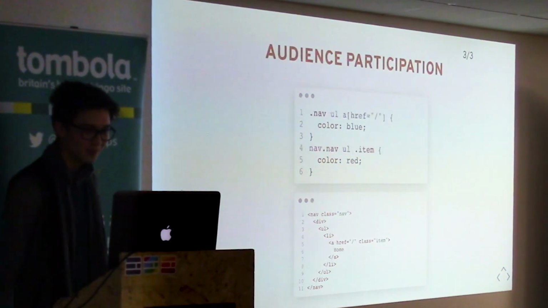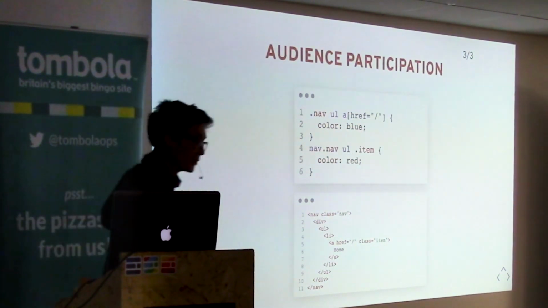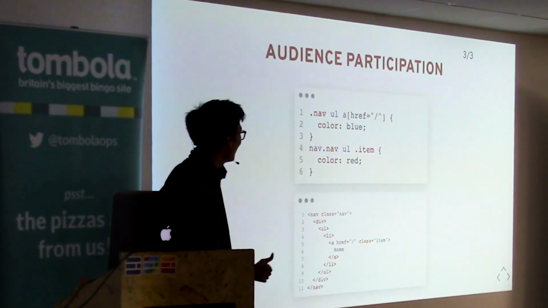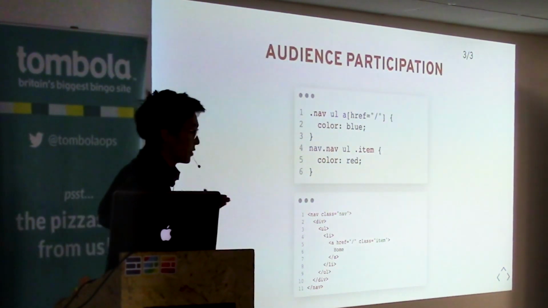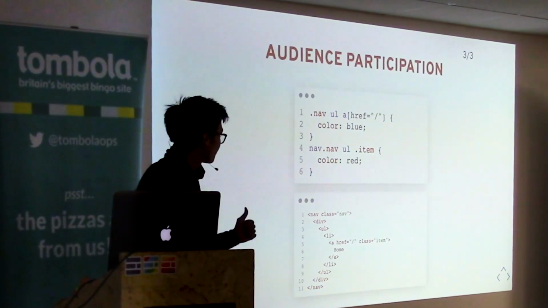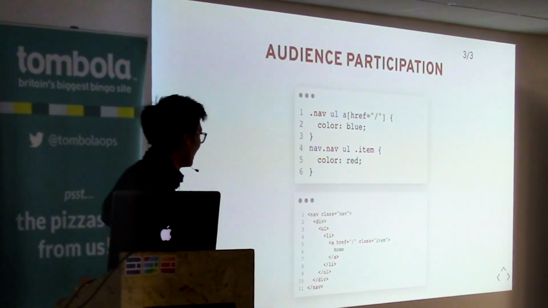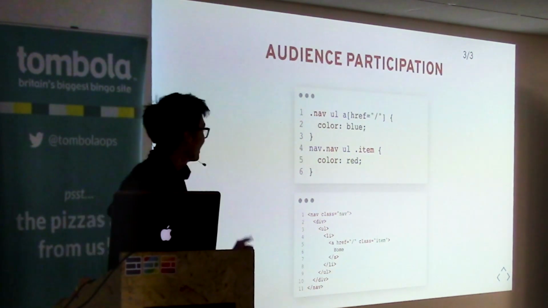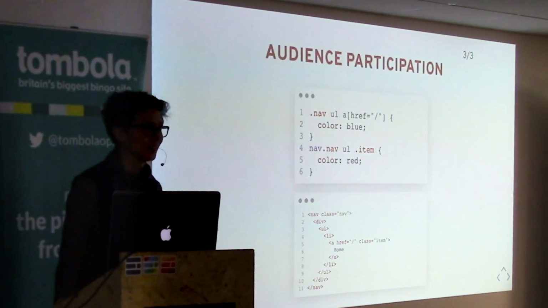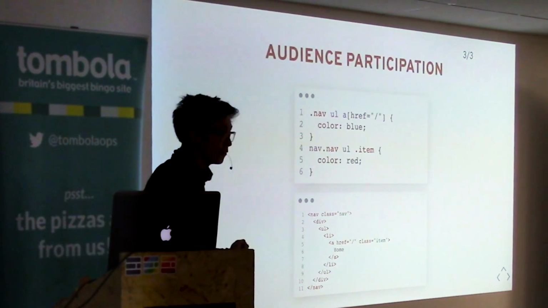Great. Final one, we're almost done. So we have a nav class, ul element, a element with an attribute selector of href. That's going to be blue. And then we have a nav element, nav class, ul element, an item class. Hands up for blue. Hands up for red.